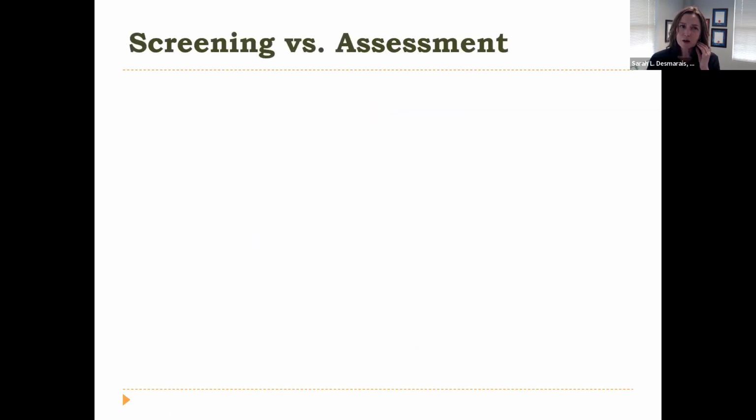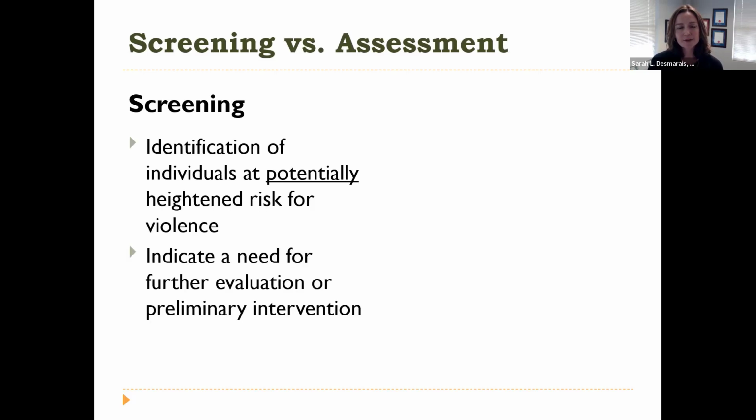I wanted to also take the time to just clarify a couple key terms that sometimes get lost in this conversation. So I wanted to take a moment to tease apart this issue of screening versus assessment. So this first piece about screening is where we see the identification of individuals who are potentially at heightened risk. This indicates a need for further evaluation or preliminary intervention.